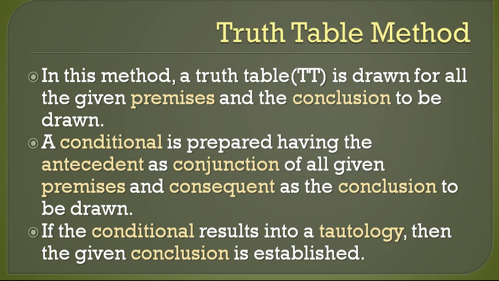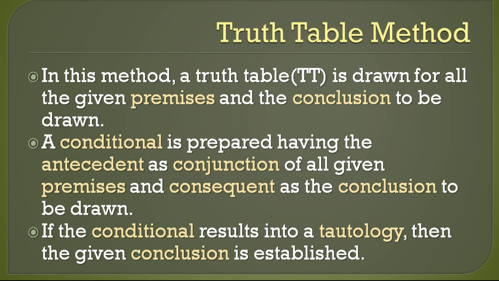You are going to combine that, and you are going to make a conclusion, that is the consequent, the second term used for drawing conclusion. So when you see the term, you will understand what this means. If the conditional results in a tautology, then the given conclusion is established. That means if the final column is equal to 1, if all the values are 1, then the conclusion is established. If it is not 1, if you have 1 or 2 zeros, then you can say the conclusion is not established.